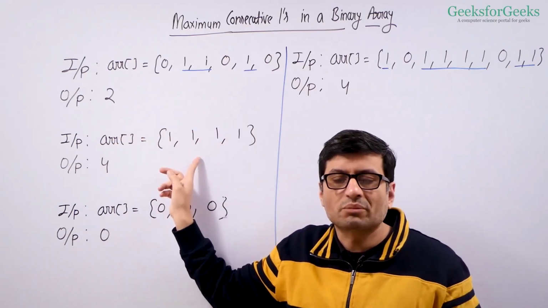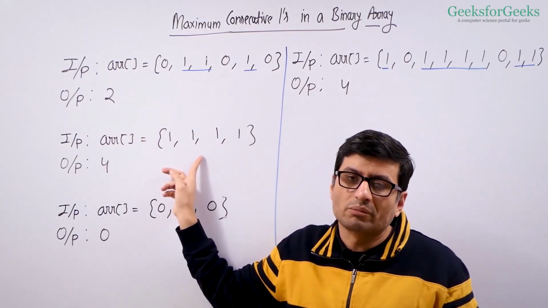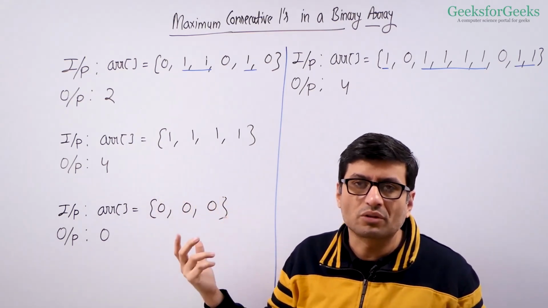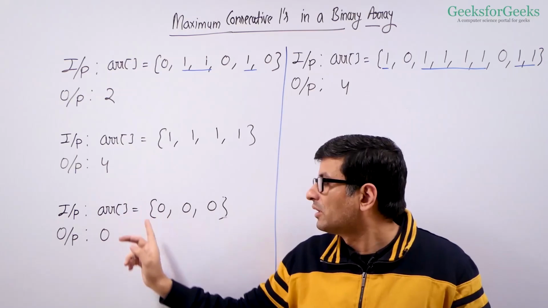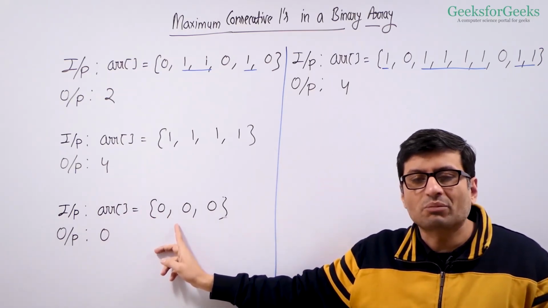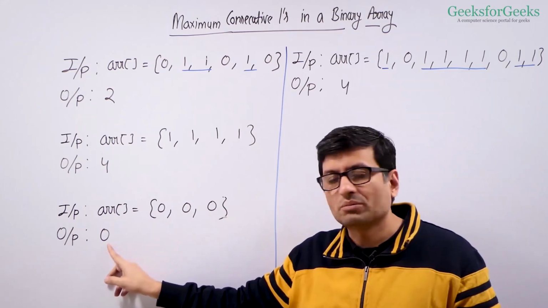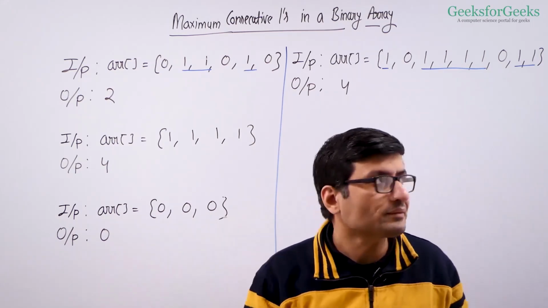Let's now see this example. This is a corner case example. Here we have 4 consecutive ones. All are ones. Size of array is 4. So our output is 4. Let's see this example. In this example, we have all zeros, one more corner case. So our output is 0 because there are no ones in this array.